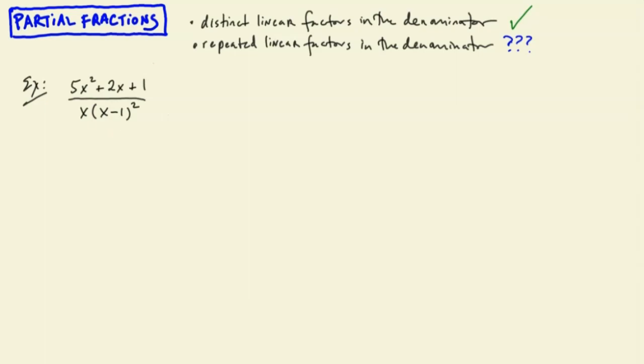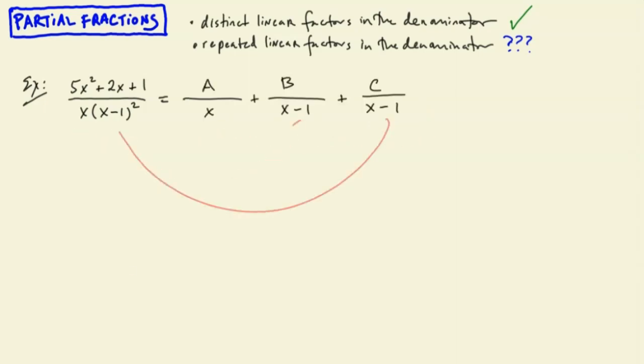The problem is this repeated linear factor. We do not have distinct linear factors in the denominator. We have x, which is fine, but then we have x minus 1 and then a second copy of x minus 1. And it's natural to ask, well, what's so hard about that? I mean, surely we can just treat these as two separate factors and break this up into three pieces, one for each linear factor, like this, right? Each factor of x minus 1 gets its own fraction. Why won't that work? Well, it's not too hard to see why that won't work.